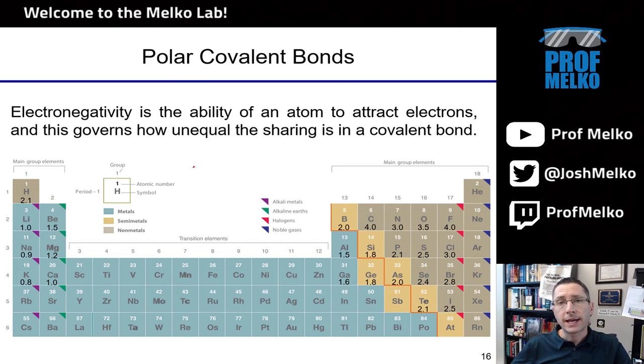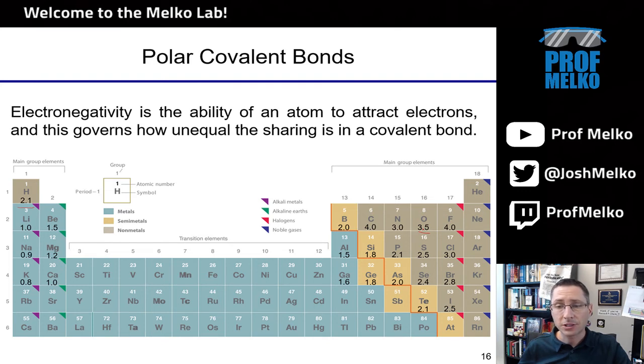This ability of the atom to attract electrons to itself and hog some of these shared electrons is called electronegativity. This governs how unequal that sharing will be in the covalent bond. On this periodic table, I've written down some of these electronegativity values. For hydrogen, it's 2.1. For oxygen, it's 3.5. The larger the number here, the more the electrons are attracted to that element, or the more strongly that element holds on to electrons.